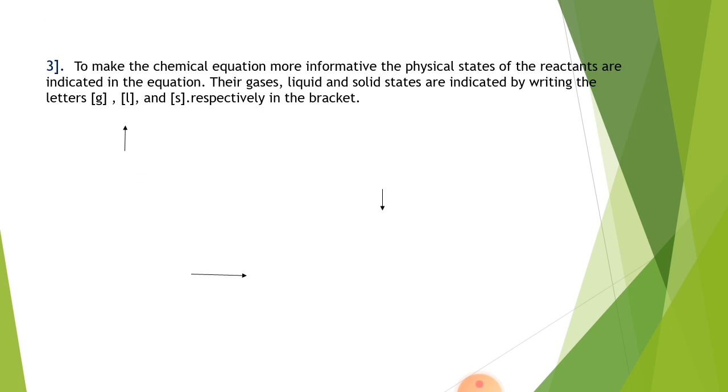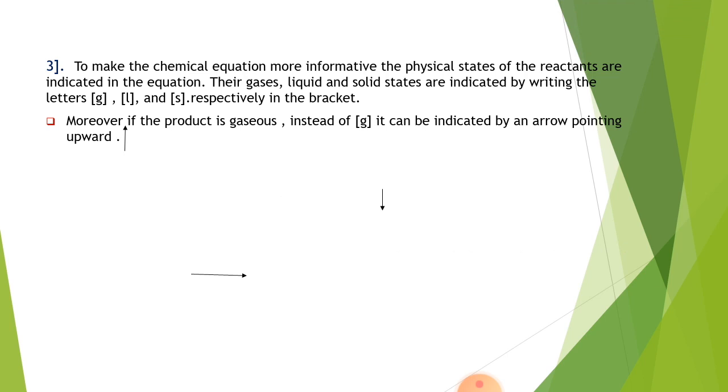Number 3, to make the chemical equation more informative, the physical states of the reactants and products are indicated in the reaction. What does physical state mean? Whether the compound is in liquid state, solid state, or gaseous state. They are indicated by writing the letters: small g if it is in gaseous state, small l if it is in liquid state, and small s if it is in solid state respectively.